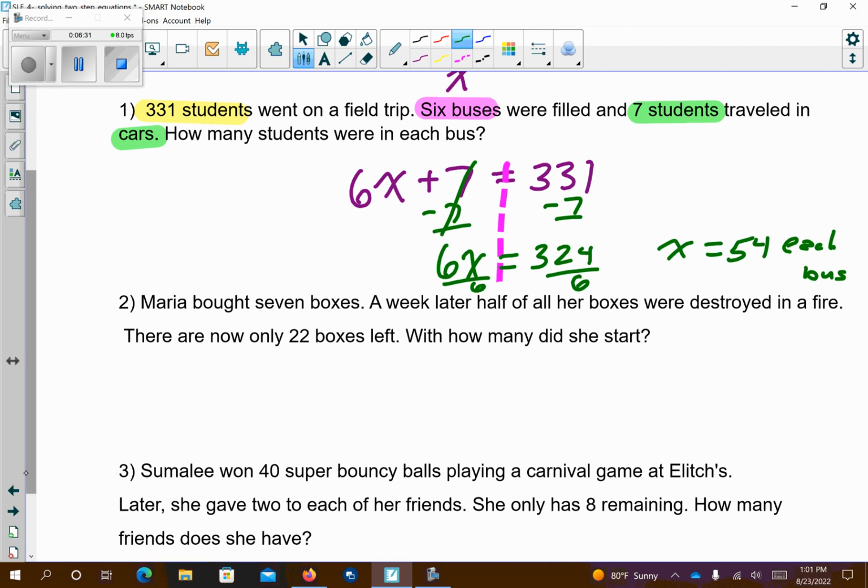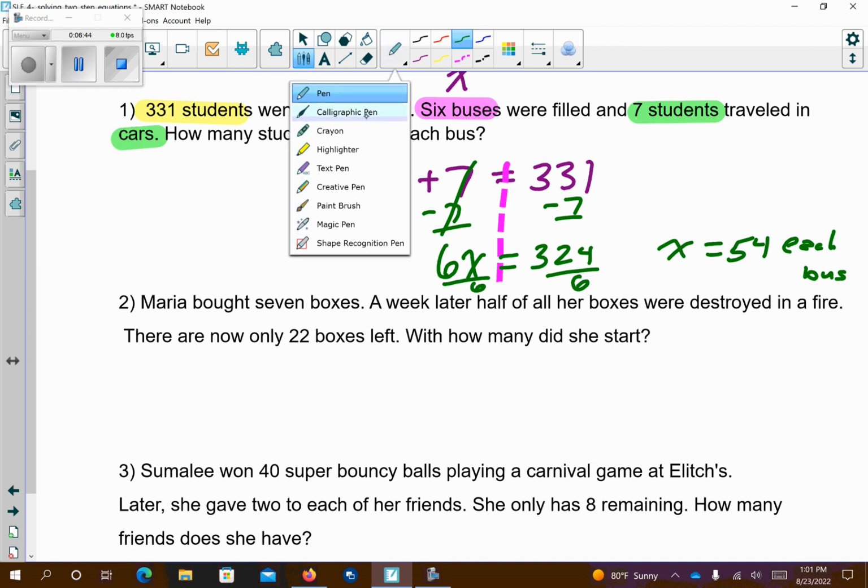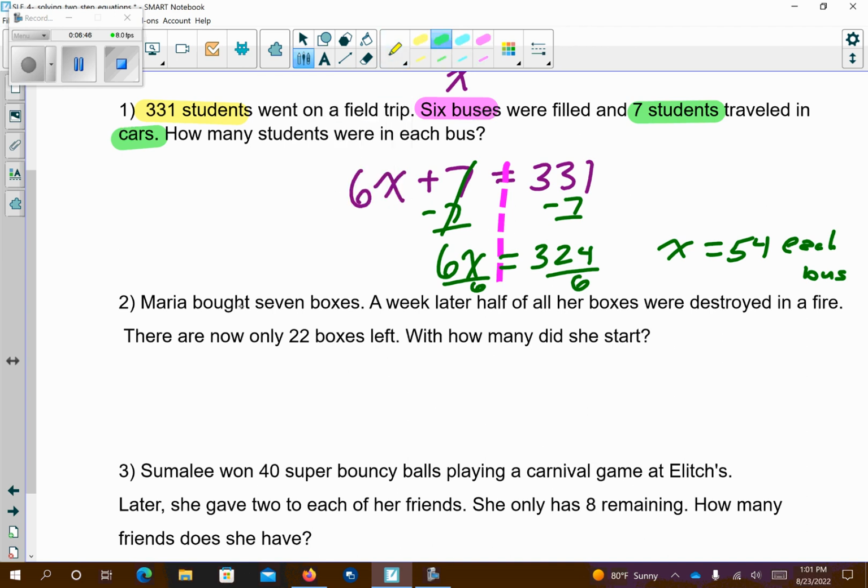Problem number 2, Maria bought 7 boxes. Okay, a week later, half of her boxes were destroyed in a fire. There are now only 22 boxes left. How many did she start with? Okay, so let's highlight a few things. She happened to buy 7 boxes. There were more than 7 boxes in total originally. Later, half her boxes were destroyed. She lost half her boxes. And she has 22 boxes left.